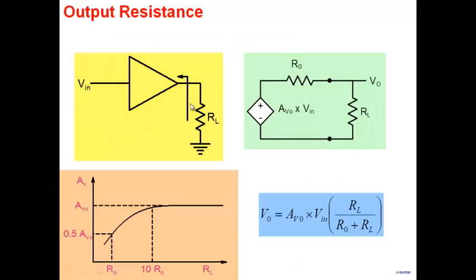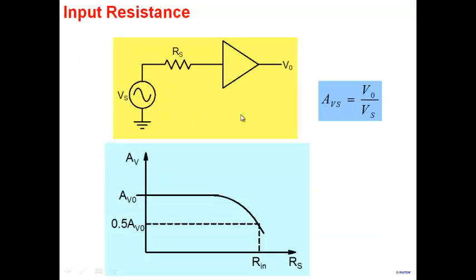Now, similar to R0, there is an input resistance as well. Now, this is an experiment that you can do. You can take an amplifier, any amplifier.